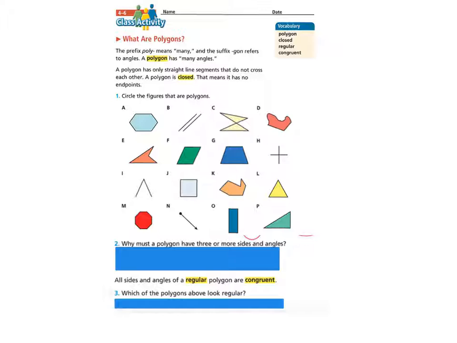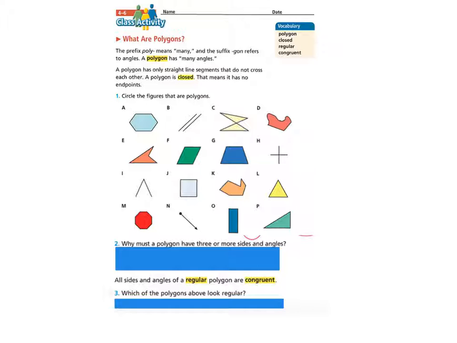All right, next we're going to look at some of the prefix poly, which means many, and the suffix gon, which refers to angles. A polygon has many different angles. A polygon has only straight line segments that do not cross each other. A polygon is closed. That means it has no endpoints.